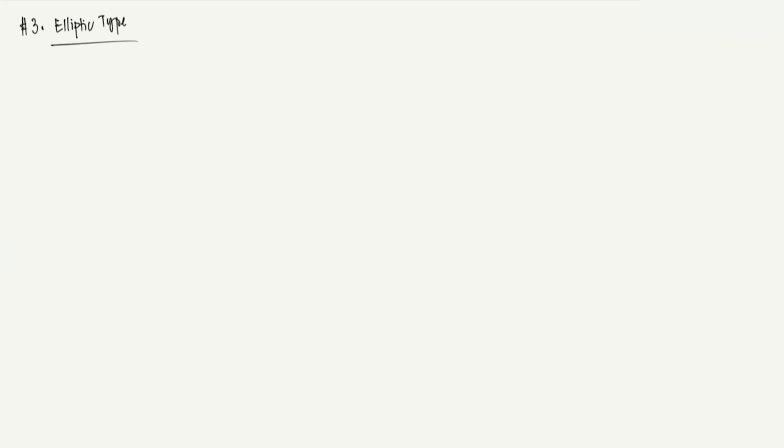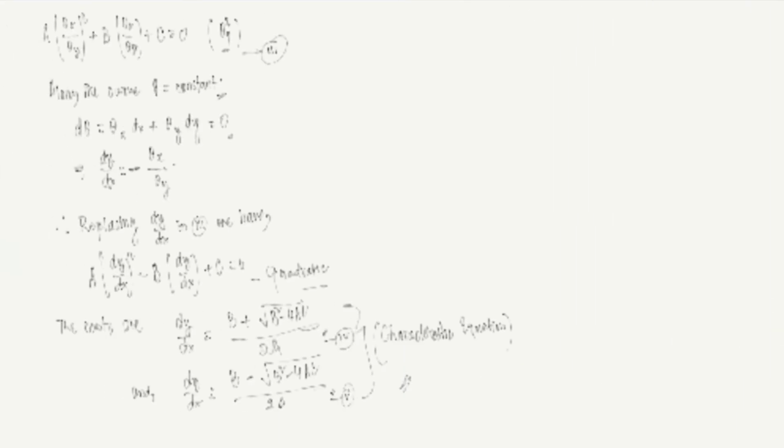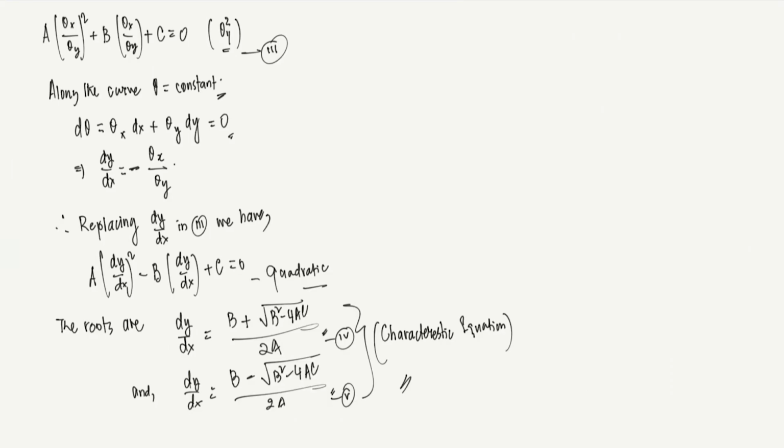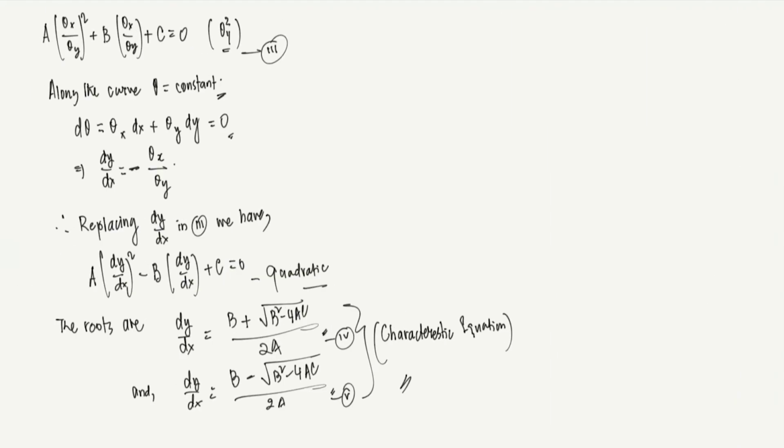So the question is this: we have to find xi and eta, right? And to find xi and eta, you are first of all solving the characteristic equation, and then the solutions, let's say, are given by phi1 and phi2. We are choosing xi to be phi1 and eta to be phi2. This is how we are choosing it. Now, for the elliptic case, b square minus 4ac is negative.